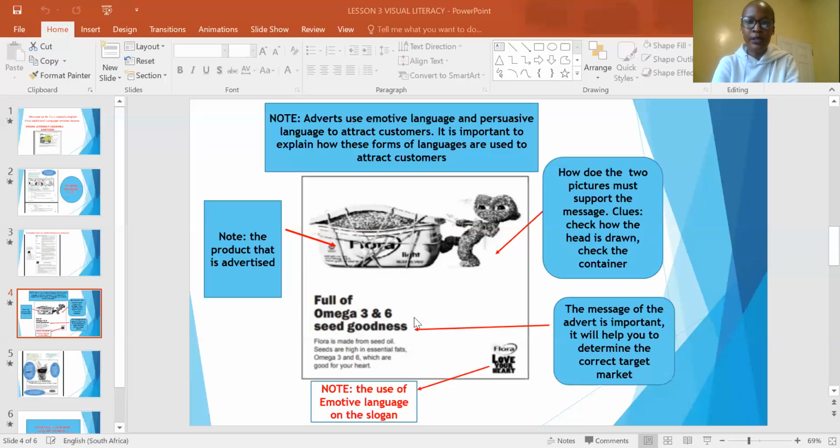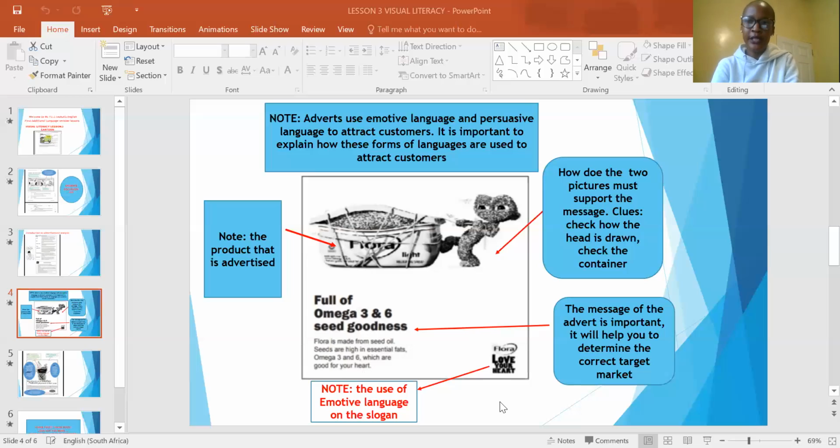And then I go to the message. The message says full of omega-3 and 6 seed goodness. And furthermore, they say that Flora is made from seed oil. Seeds are high in essential fats, omega-3 and 6, which are good for your heart.